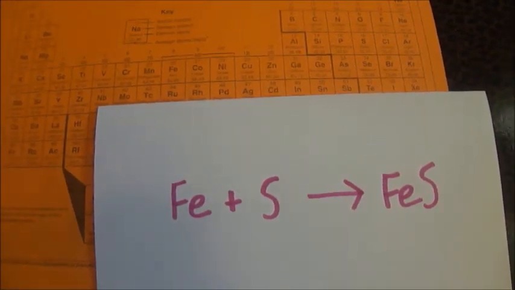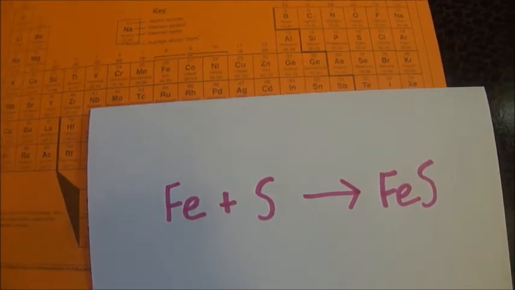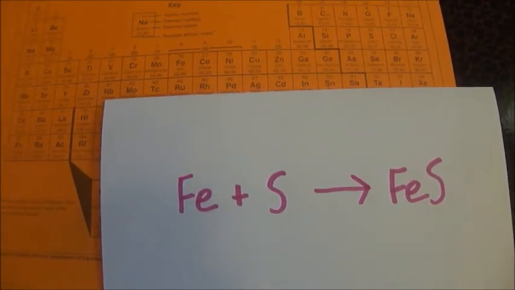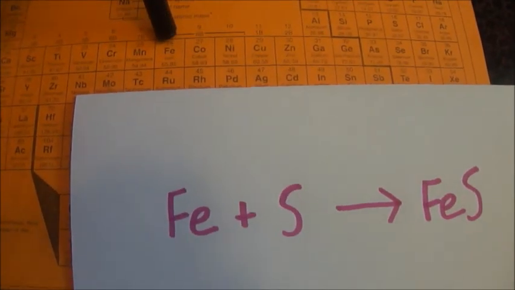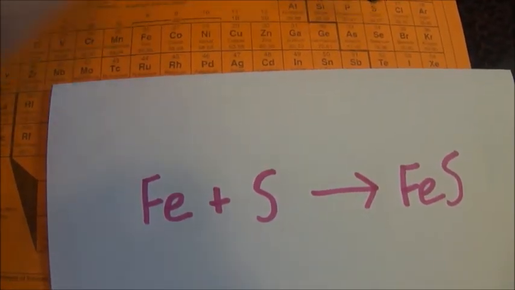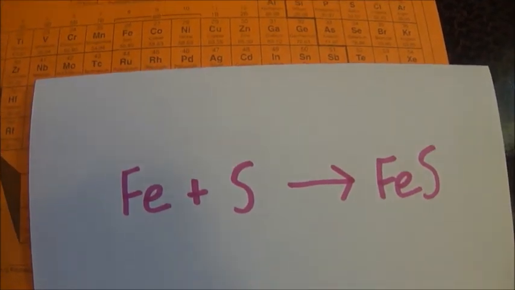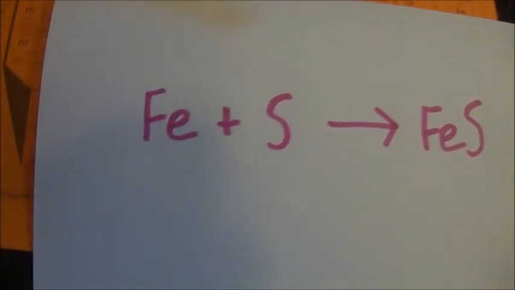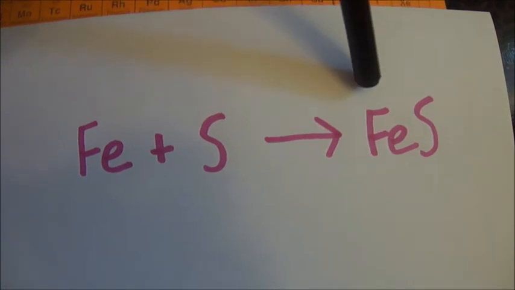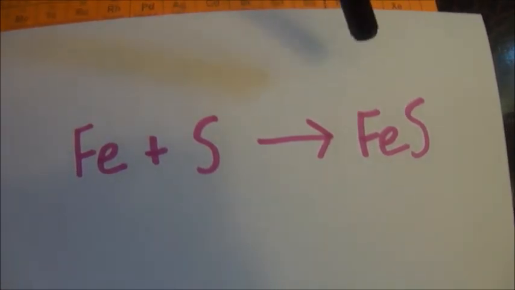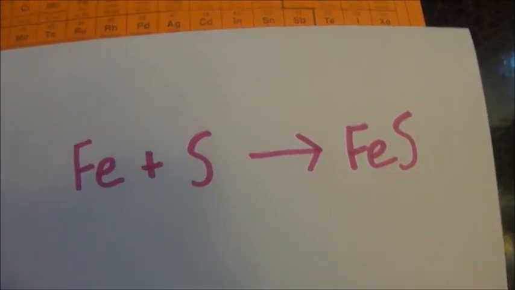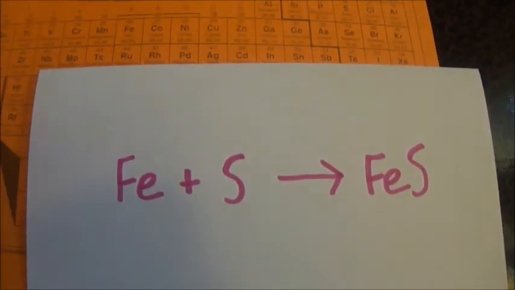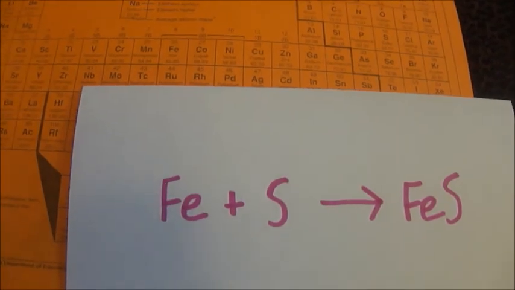If you're told that iron and sulfate react together to form iron sulfate, then you would take iron, which is Fe on the periodic table, and you would take sulfur, which is S, and they react together to form iron sulfate. And the charge of iron is 2 and the charge of sulfate is 2, so their charges cancel out, and you have 1 iron and 1 sulfate on each side, so they're equal, and you do not have to balance the equation.